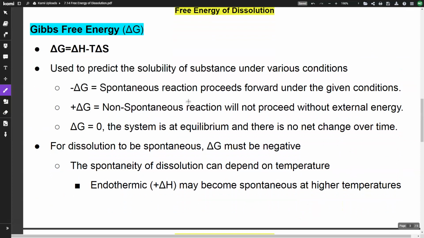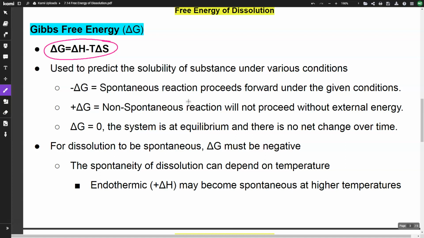Okay, so now let's dig into Gibbs free energy and how this relates to dissolution. Here's the equation for Gibbs free energy. You're going to take your enthalpy value, which is delta H, and subtract the temperature multiplied by your entropy value. And remember, your temperature must be in Kelvin. Gibbs free energy is used to predict the solubility of substances under various conditions. If your delta G value is negative, that's a spontaneous reaction and it proceeds forward under the given conditions.